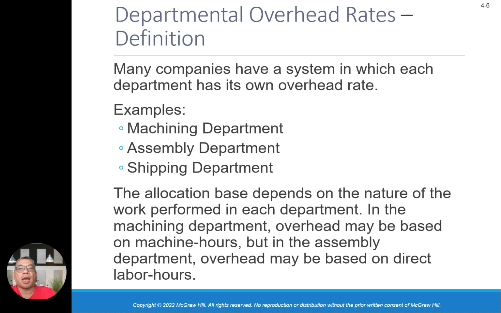Okay, and then many companies have a system in which each department has its own overhead rate. Examples are the machine department, assembly department, and shipping department. The allocation base depends on the nature of the work performed in each department. In the machine department, overhead may be based on machine hours, but in the assembly department it is based on direct labor hours. Okay.